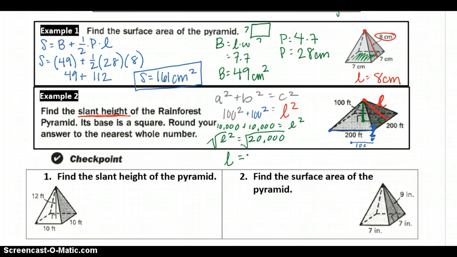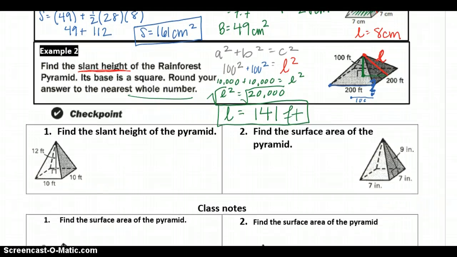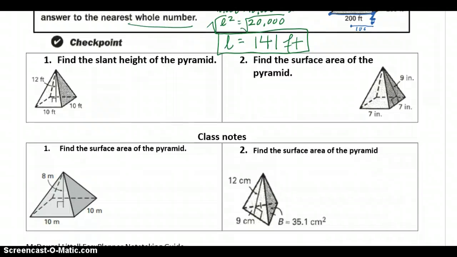And if I round my answer to the nearest whole number, like it asked me to do, I will get that L is equal to 141. What are my units in this case? Well, L represents the slant height. It represents a distance, not an area, so my units are just going to be in feet. Alrighty, you are responsible for checkpoints number 1 and 2. We will do the rest in class.